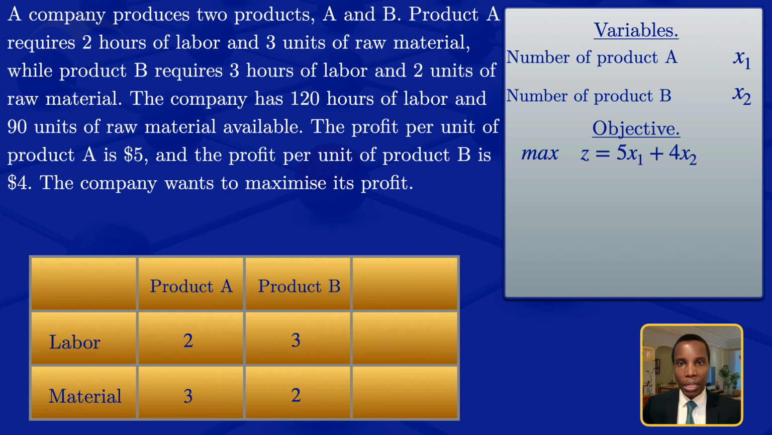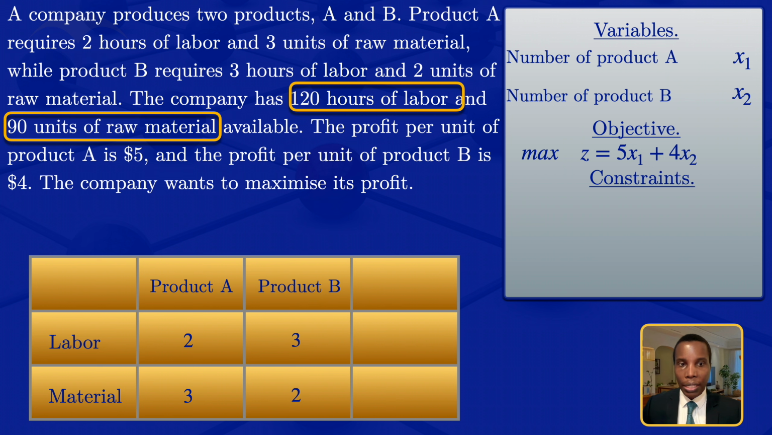We look at this information. The company has 120 hours of labor. It's a limitation there. And we also have a limit saying that they have 90 units of raw material available. What it is saying is the company can have 120, but it cannot exceed the 120. So those are our constraints. Our constraints are the labor hours and the raw material available. So we can fit that into our table. For the row where we have the labor, we put the 120. And for the row where we have the material, we put our limit, which is 90.